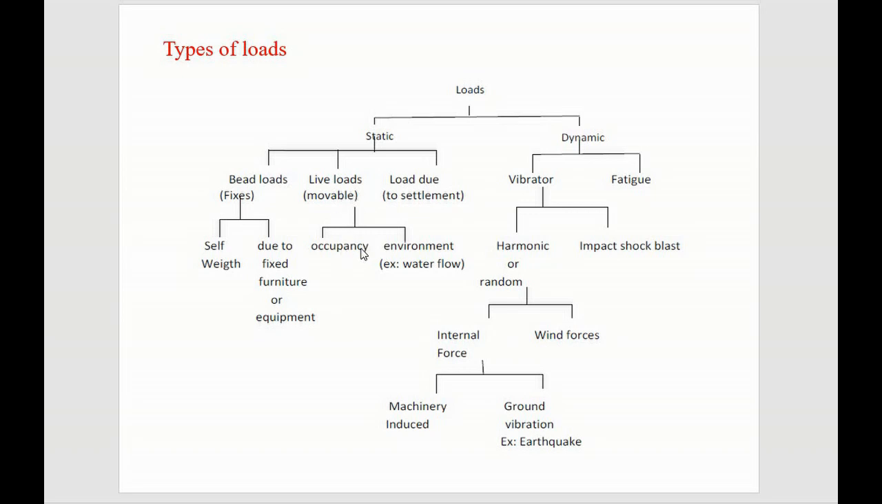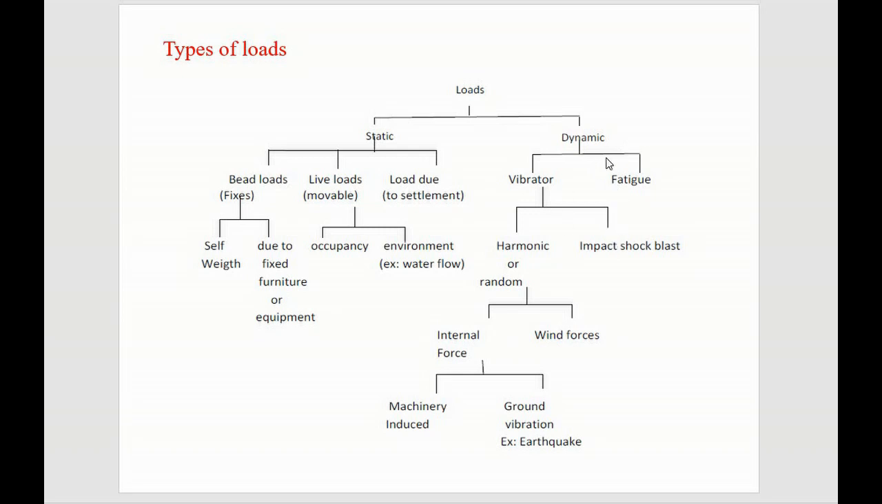This is also subdivided into occupancy and environment. An example of the environment is water flow. The third point is load due to settlement. If the soil bearing capacity of the construction site is lesser, then definitely there will be a settlement. So this is how settlement will occur. The example for dynamic load is earthquake and impact load.